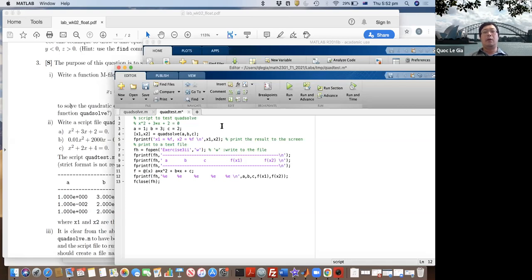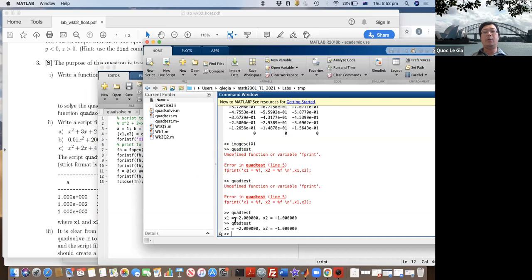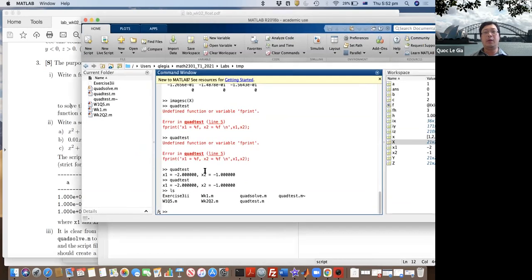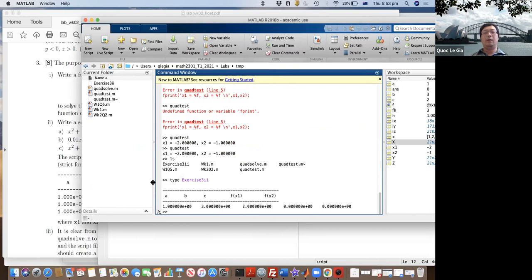Okay. So let me run it. So we have to save this, yeah. And now let me run it. So if I run it, what do you see in the output? In the output, you don't see anything. Well, except x1 and x2 again. But now if you look into your directory, you will see there is a new file called exercise 3ii. Okay. And if you type exercise 3ii, you will see exactly what we want here.